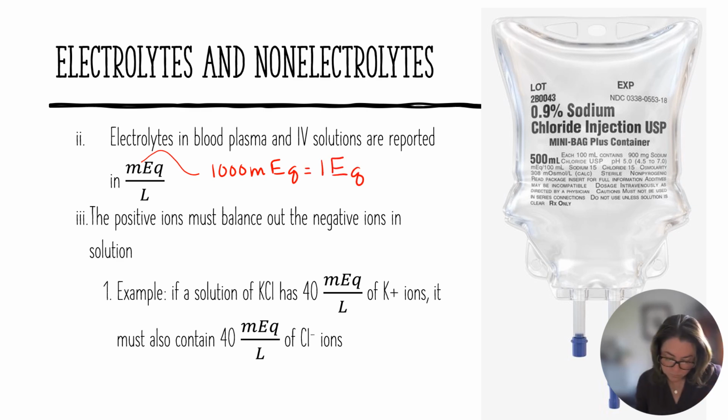equivalent. It is very important that the positive ions must balance out the negative ions in solution. So for example, if I had a solution of potassium chloride that had 40 milliequivalents of potassium ions, it must also contain 40 milliequivalents of chloride ions. We'll definitely be doing some practice with this in class.